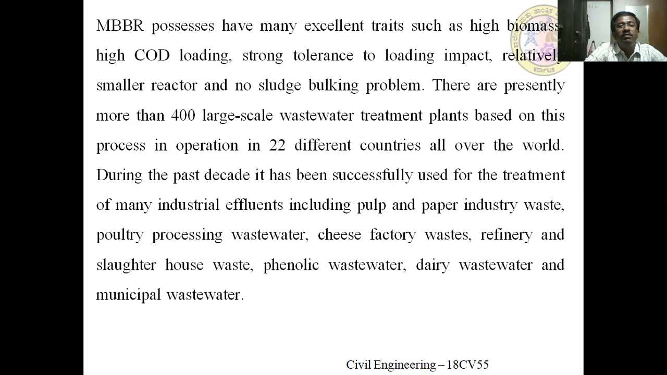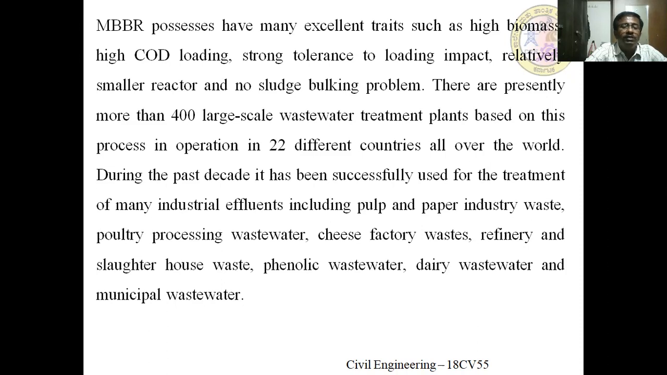The MBBR process has many excellent advantages, such as high biomass, high COD loading, strong tolerance to loading impact, a relatively smaller reactor, and no sludge bulking problem. These are some of the advantages. There are more than 400 large-scale wastewater treatment plants based on the process in operation in 22 different countries all over the world.